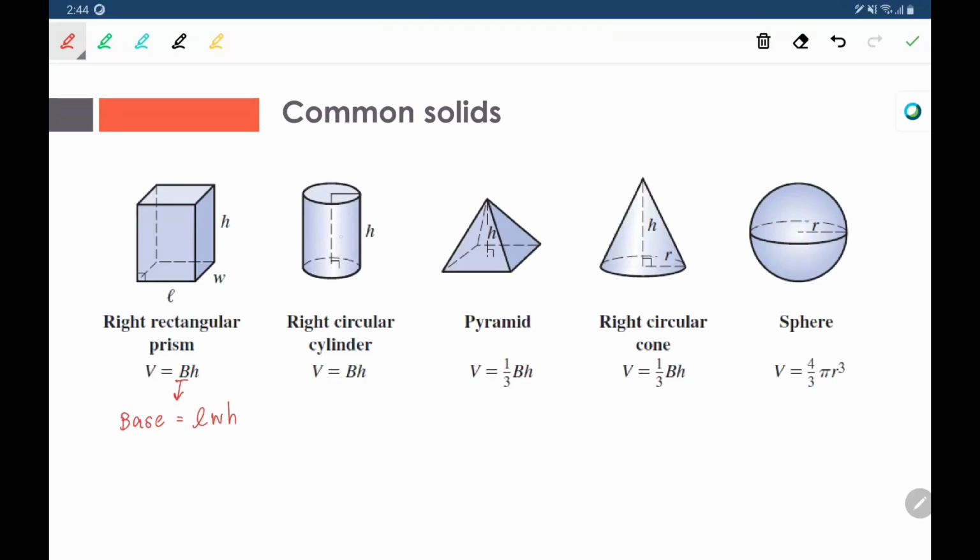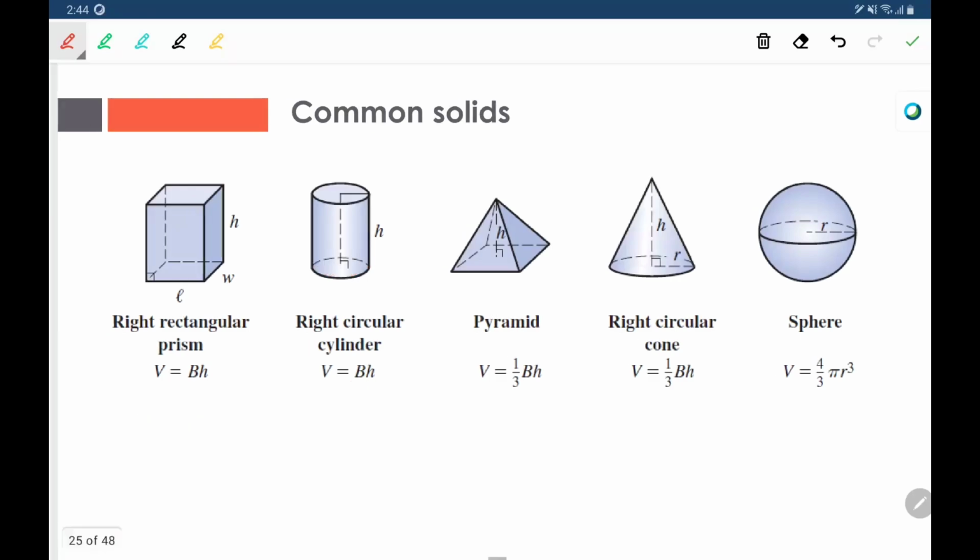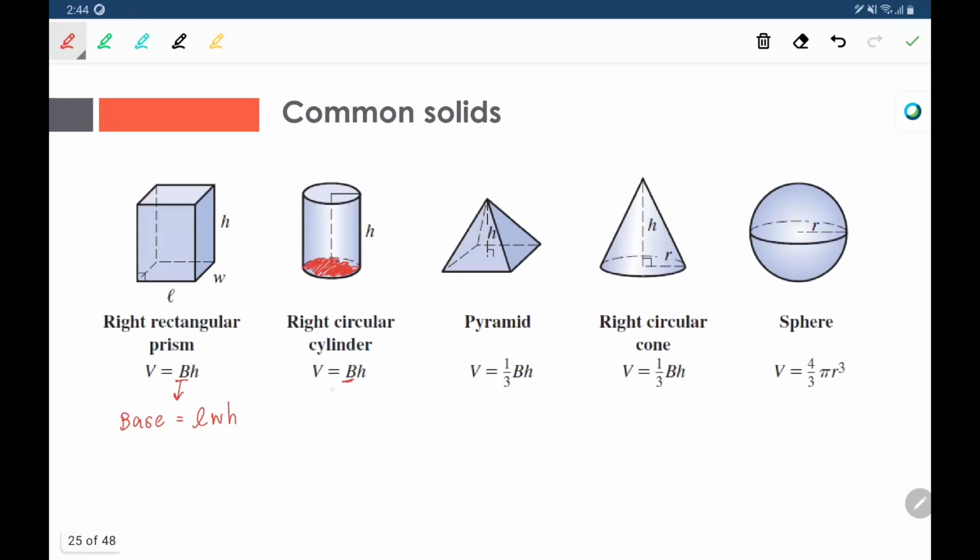Or this one, this right circular cylinder. The formula to find the volume is BH as well, but the base for this case means this area. What is this area? This is the circle, the area of the circle. Then the base here comes from the area of the circle. B here should be pi r squared.